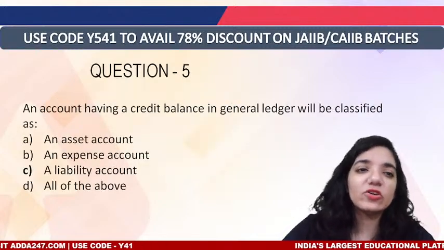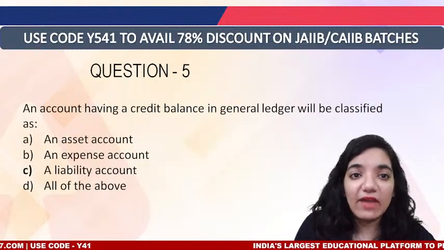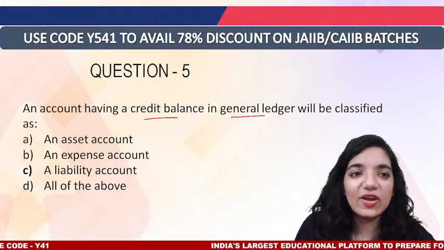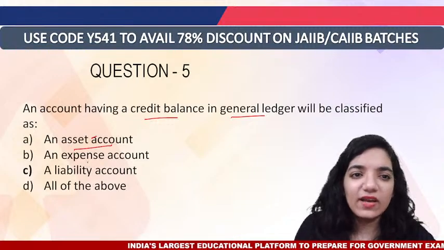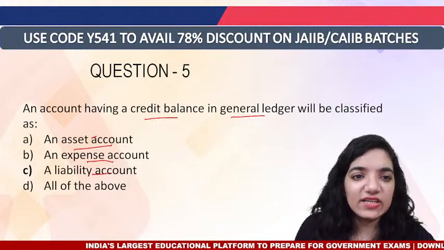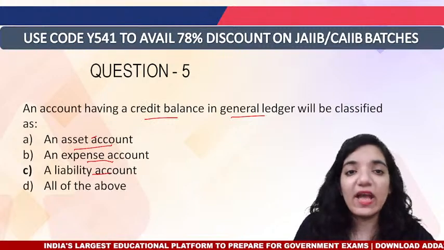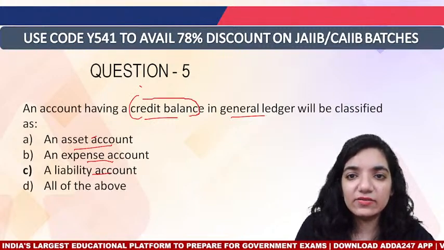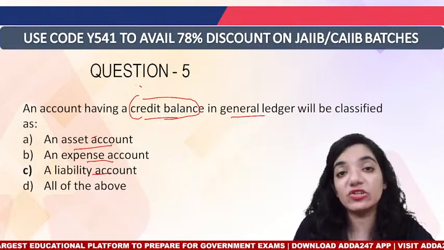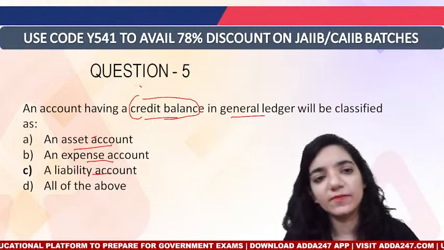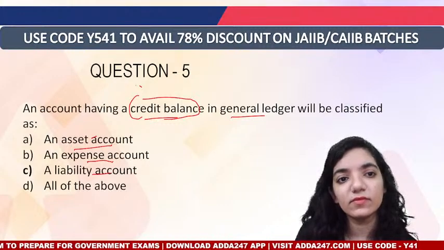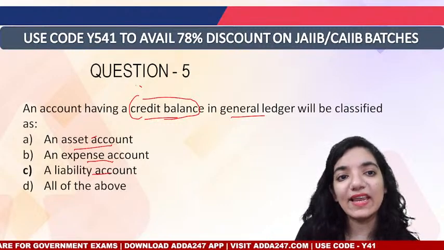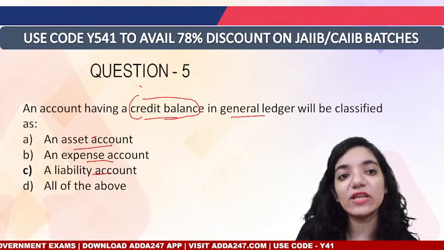Okay, now let's move on to the next question. An account having a credit balance in the general ledger will be classified as an expense, an asset, a liability, or all of the above. We are having a credit balance in the trial balance, or you can say in terms of general ledger. An asset account, an expense account, a liability, or all of the above.